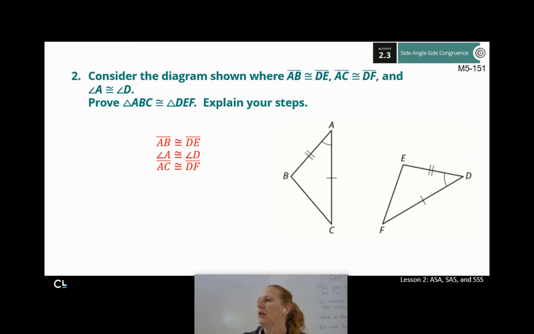Order matters. If I name this one ABC, I have to name the other triangle DEF because the A's and D's match up, B and E match up, C and F match up. So I can say that triangle ABC is congruent to triangle DEF by SAS, side angle side. Notice it's the angle included between the two sides. Awesome. So you just proved the triangles are congruent. Good job.